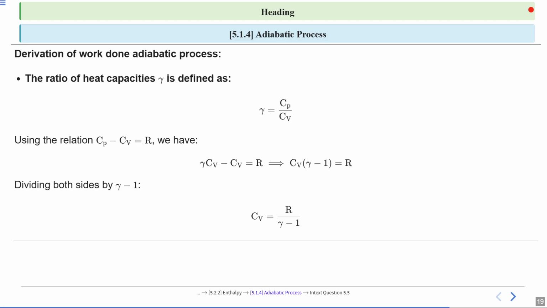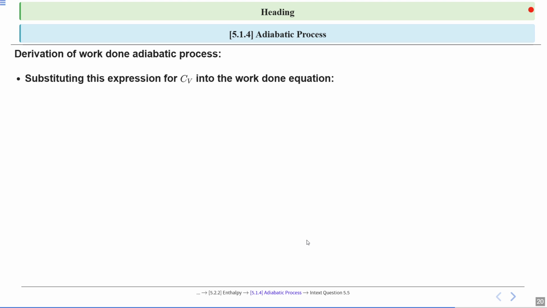So what would I have done here? Here I have replaced this Cp with this equation. According to this equation, Cp can be written as R plus Cv. So I have simply replaced Cp with R plus Cv and then rearranged it to get this equation. Okay. Now we got the value of Cv.